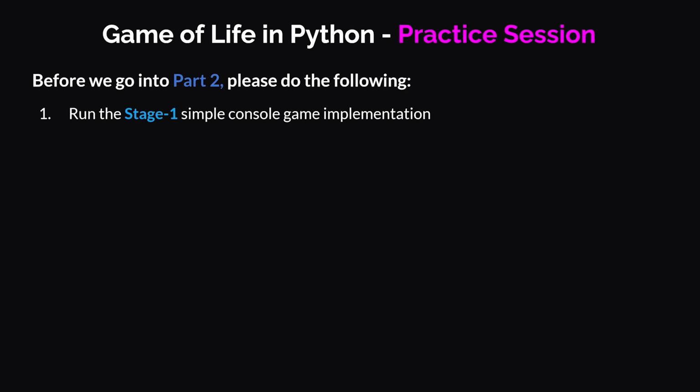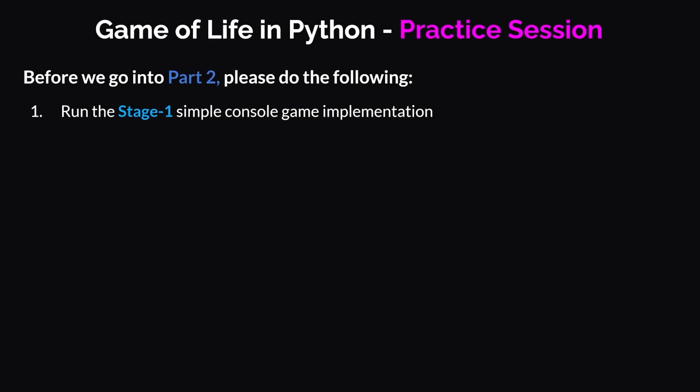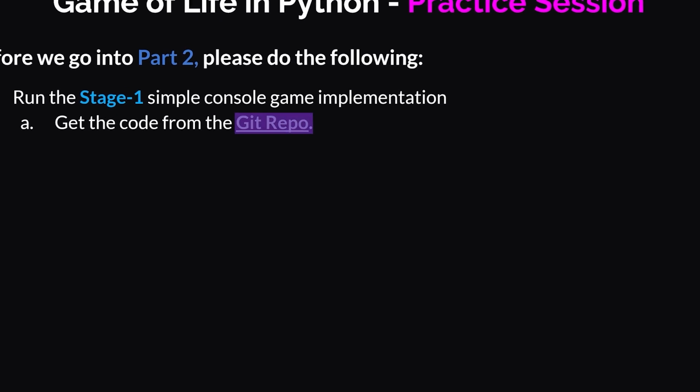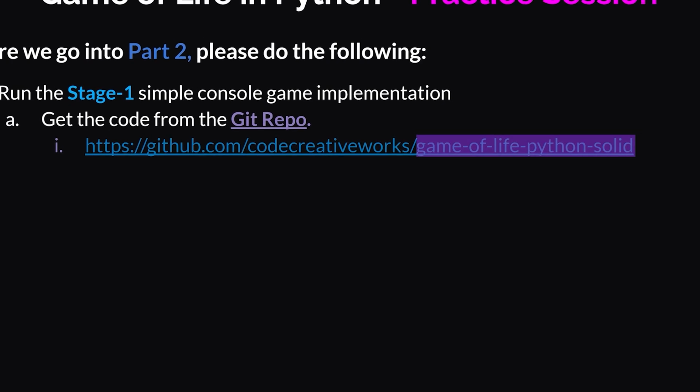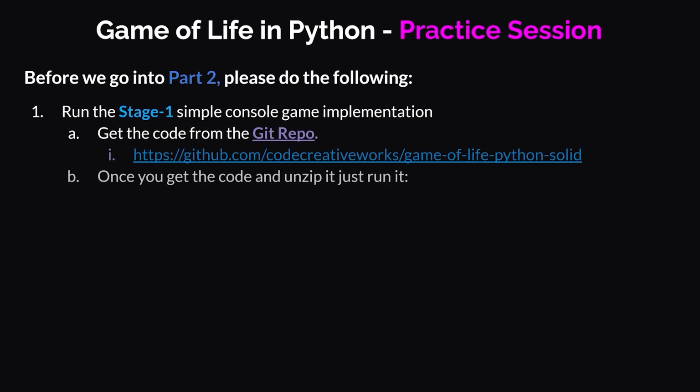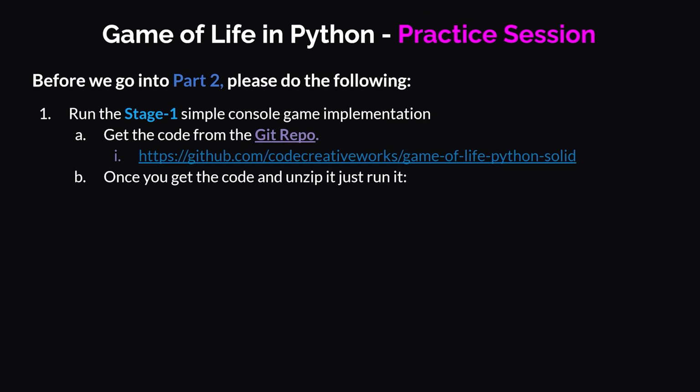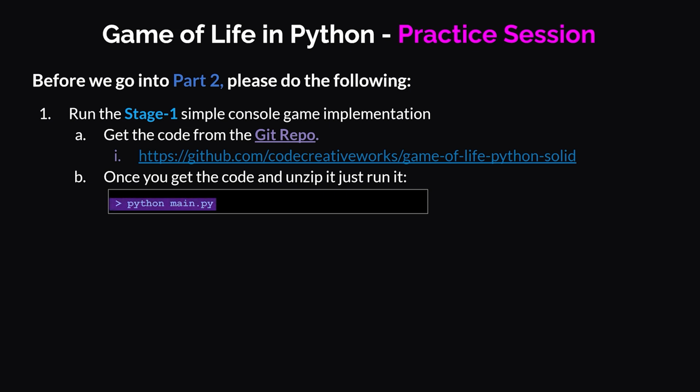Run the stage 1 simple console game implementation. You can get the code from the GitHub repo, which is right here. It's at github.com under Code Creative Works, and the repo itself is Game of Life Python Solid, with the dashes in between the words. Once you get the code and unzip it, because you're going to get it as a zip file, you simply run it. You will go into the backend subdirectory and run main.py with Python in the console.